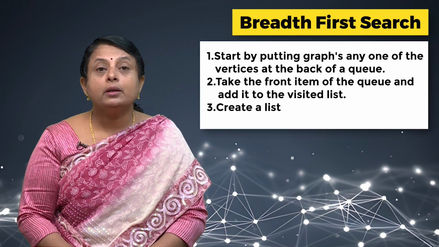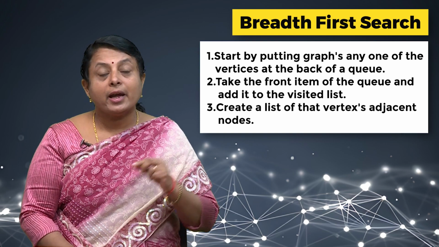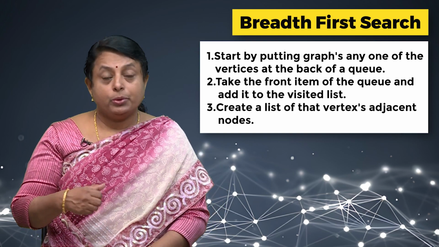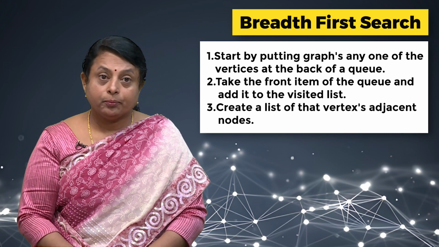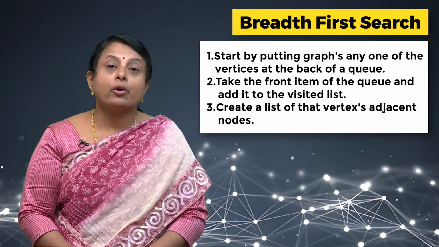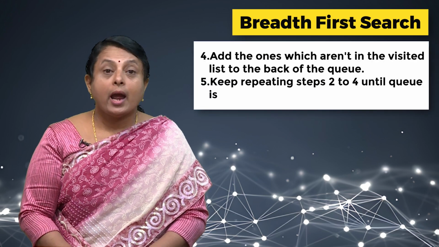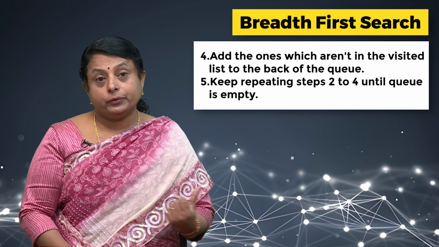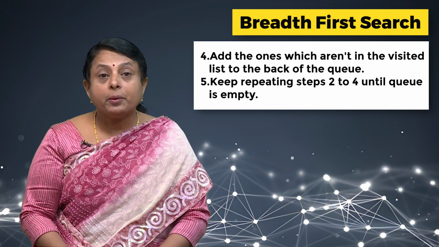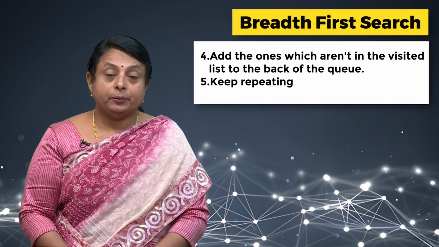The BFS algorithm works as follows. Step 1: start by putting any one of the graph's vertices at the back of the queue. Step 2: take the front item of the queue and add it to the visited list. Step 3: create a list of that vertex's adjacent nodes. Step 4: add those which aren't in the visited list to the back of the queue. Step 5: repeat steps 3 and 4 until the queue is empty.